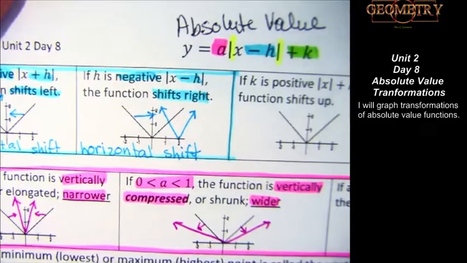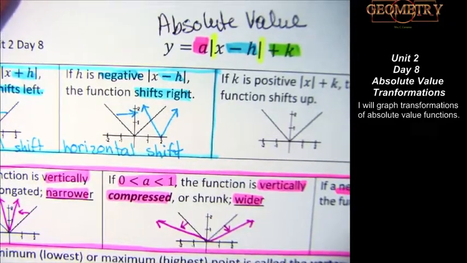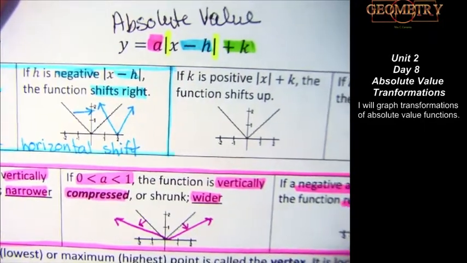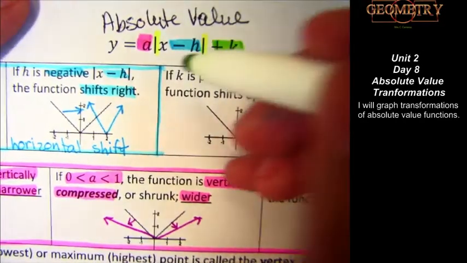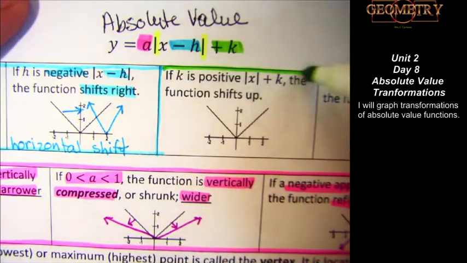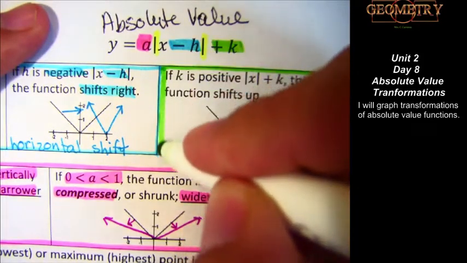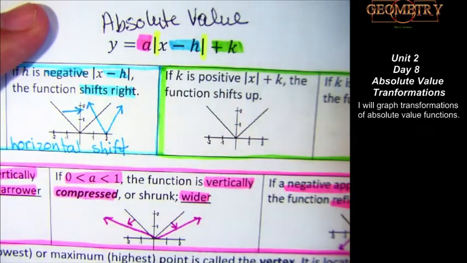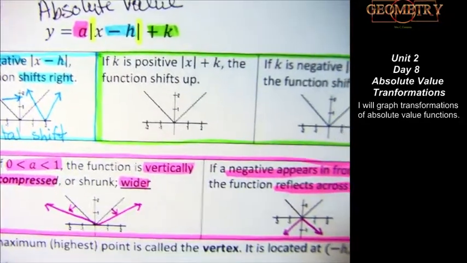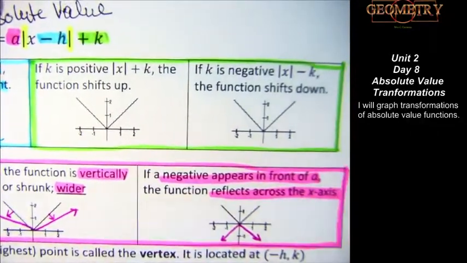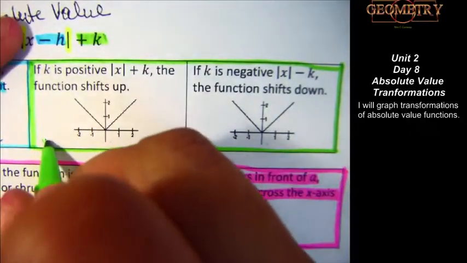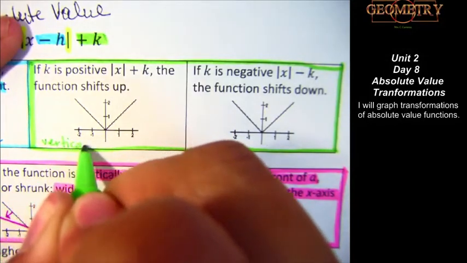The last transformation that gets revealed under the general form is this plus k thing. And so the information for those is found in these two boxes right here. So we have the absolute value function, and then we're adding or subtracting some number at the end. That's going to control some sort of vertical shift.